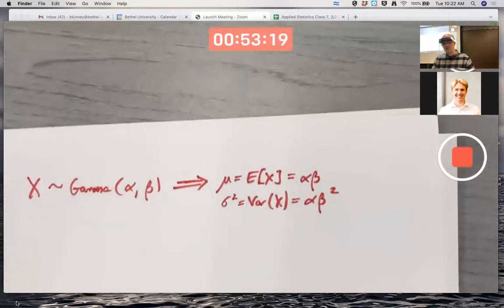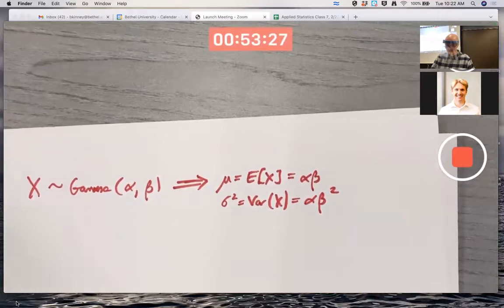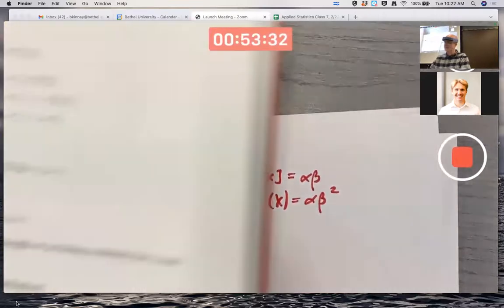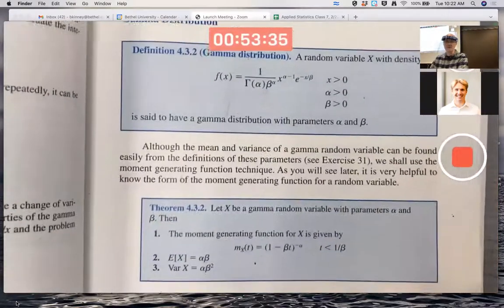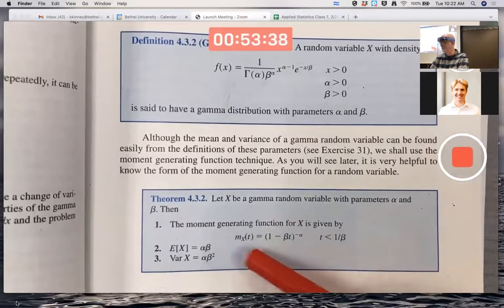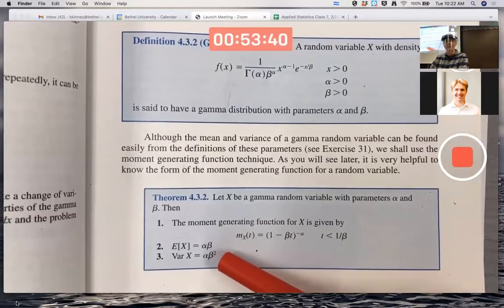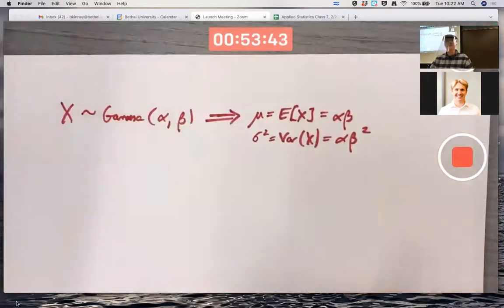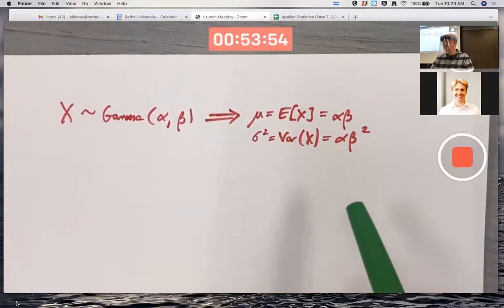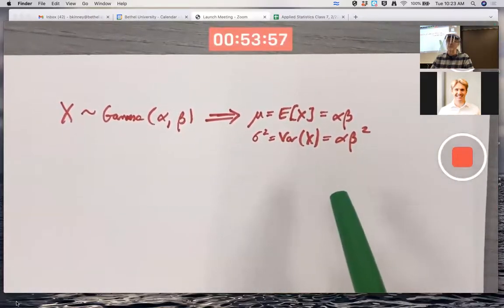In chapter 4, look at the table in chapter 4. We're on the page where the gamma distribution formula was, or shortly thereafter. Derived in the book, or hinted at being derived using the moment generating function. E of x is alpha times beta, variance of x is alpha times beta squared. So they're related to mu and sigma squared, but alpha and beta themselves individually are not mu or sigma squared.